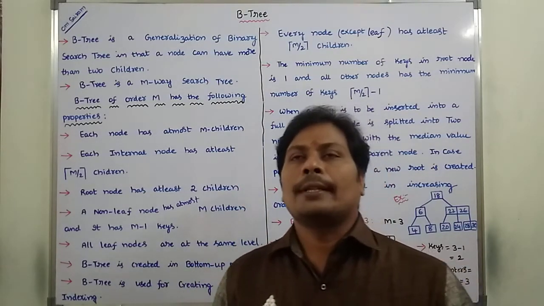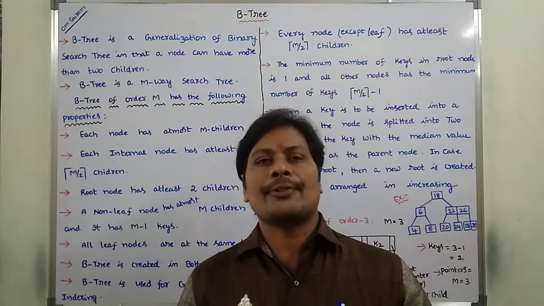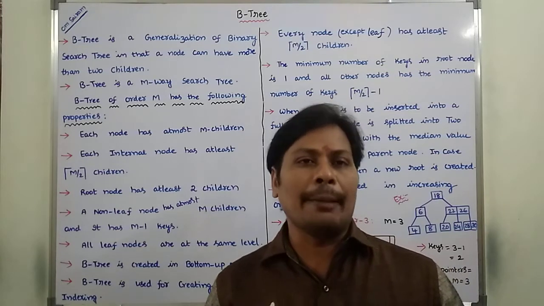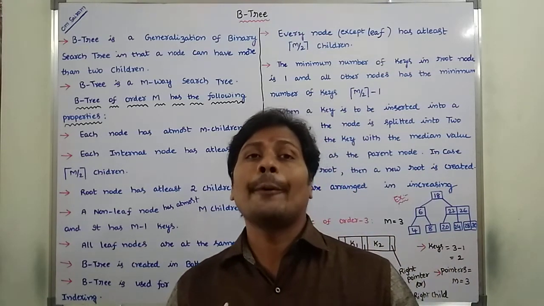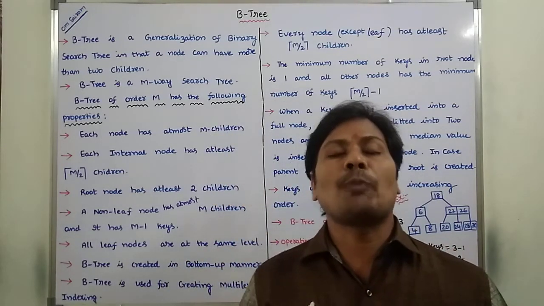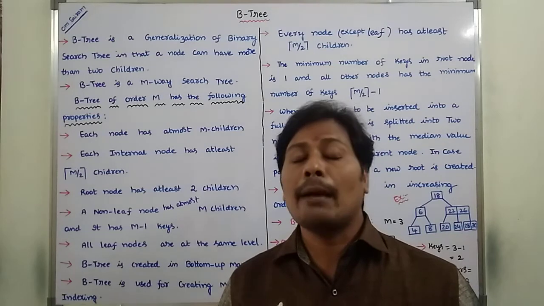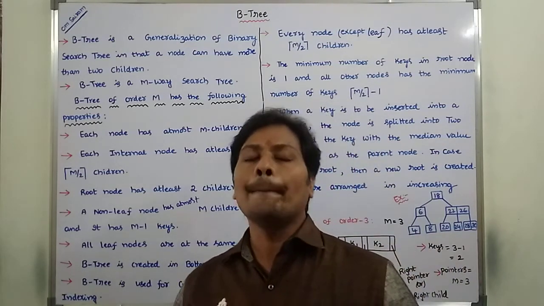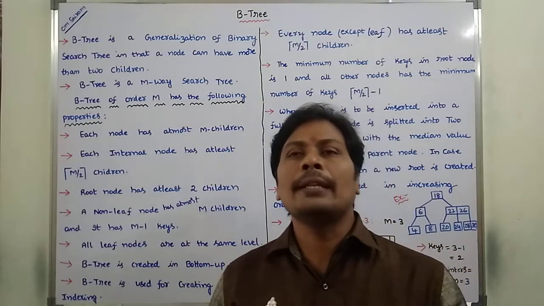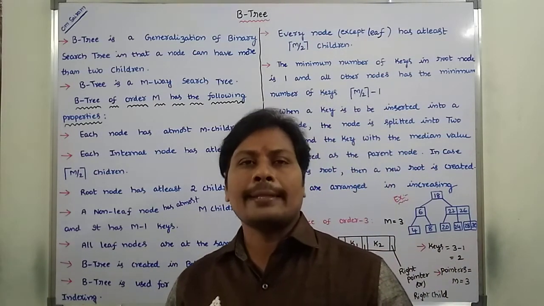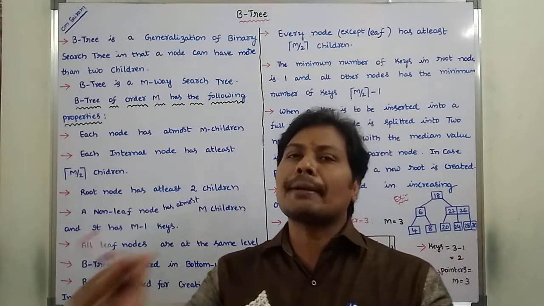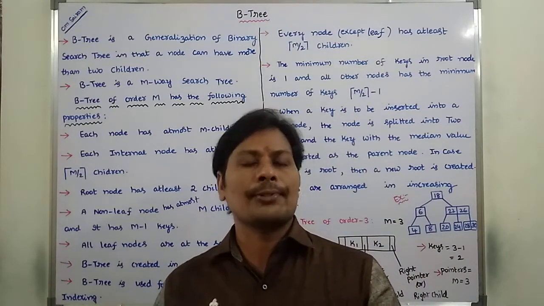Next one. In a binary search tree, each and every node has only one key element, whereas in a B tree, each and every node can contain m minus 1 key elements, where m is the order of the B tree. So these are the main differences between B tree and binary search tree. Hence, we can say that B tree is a generalization of binary search tree.